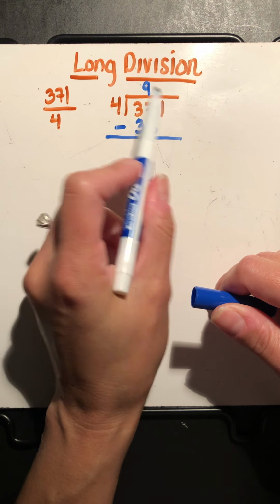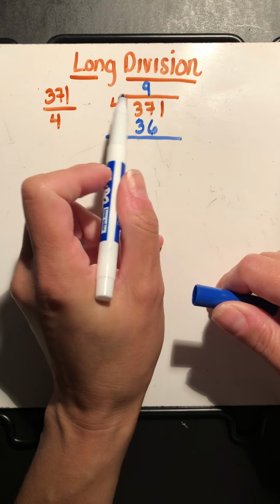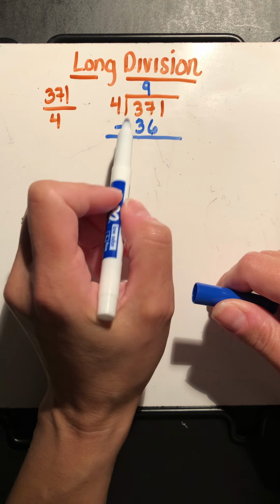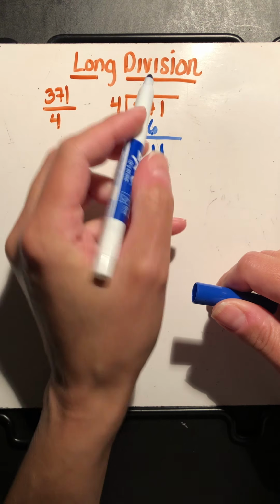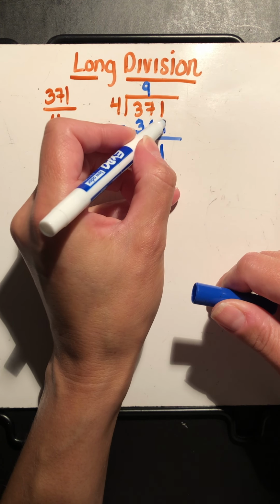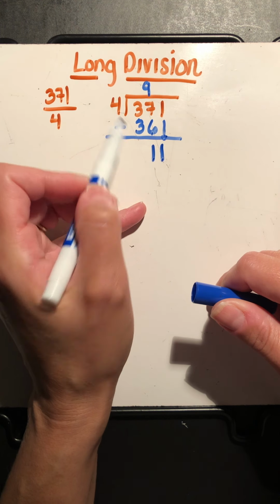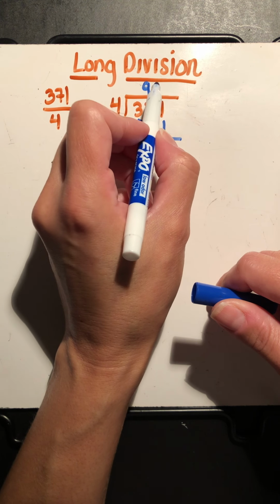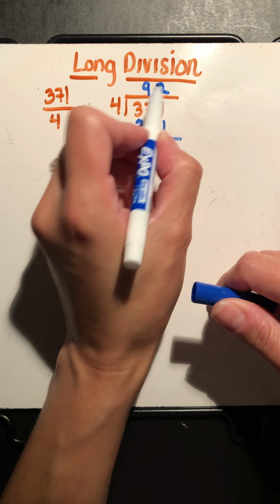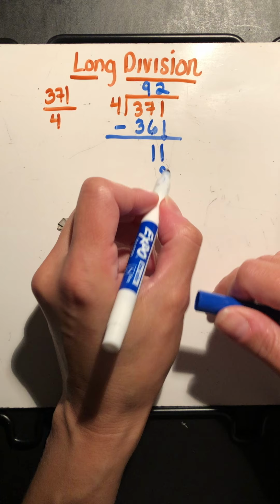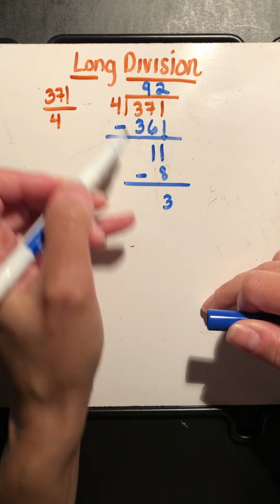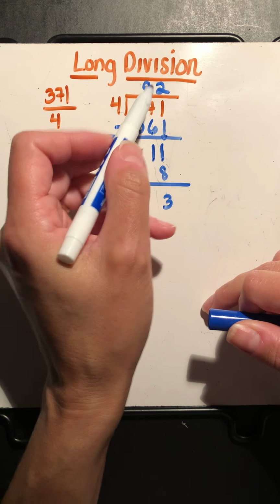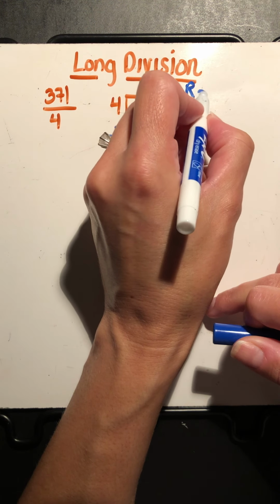So hopefully this is looking familiar and you're like, oh yeah, I remember this. And then you're going to subtract, so you're going to get 11. And I just brought down that 1. And then 4 goes into 11 how many times? 2. Then 2 times 4 is 8. 11 minus 8 is 3. And I'm done because 4 is too big to fit into 3. So I have 92 with a remainder of 3.